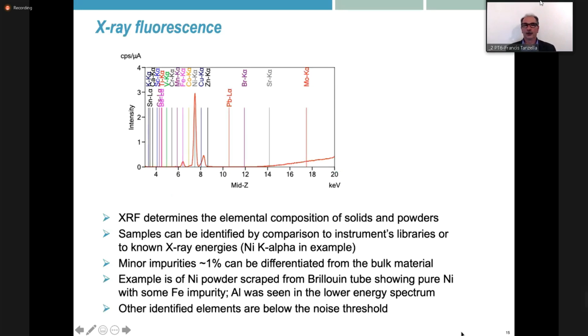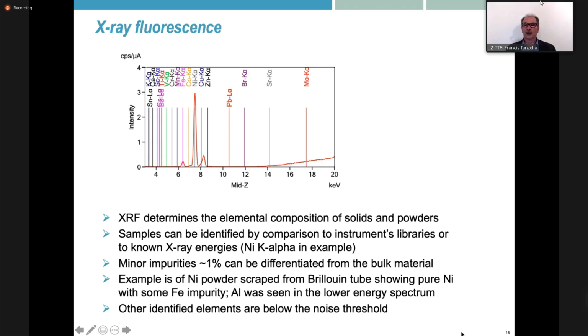A tool similar to EDX is X-ray fluorescence. It uses the same principle, measuring the X-ray energies of materials exposed to incident X-rays to identify the elements present in solids, powders, and even liquids. As with XRD and EDX, the results are usually compared to known library peaks. Impurities below the 1% level are generally not seen.